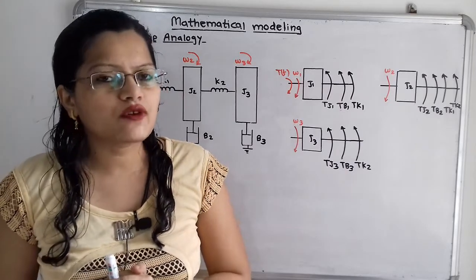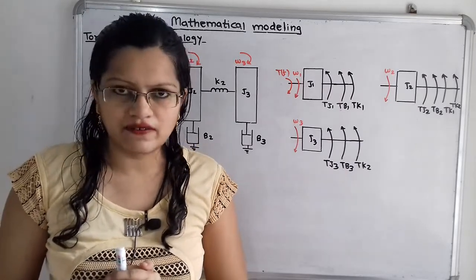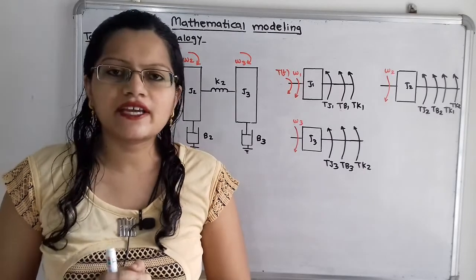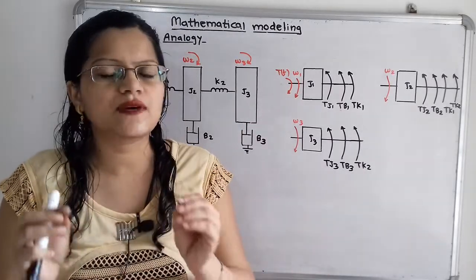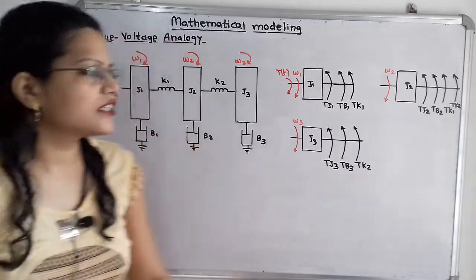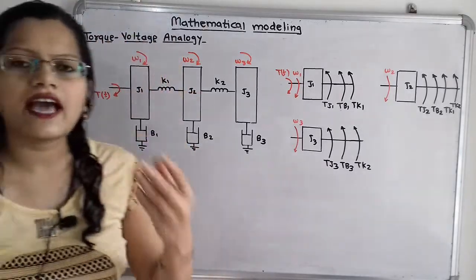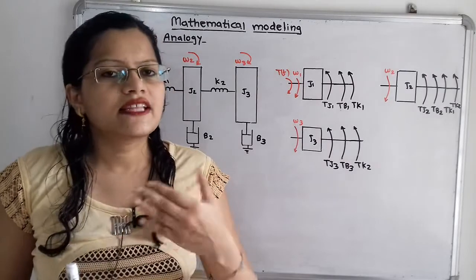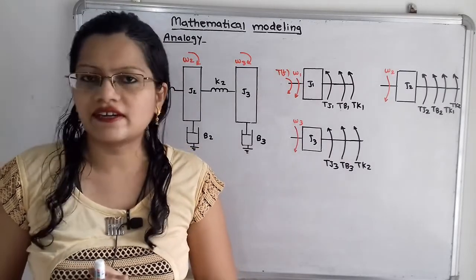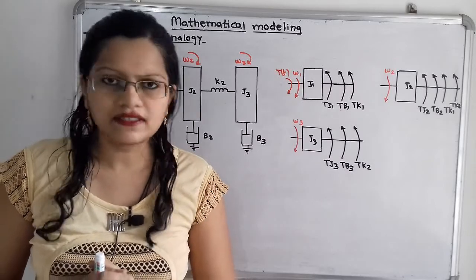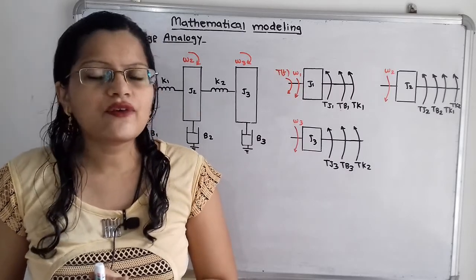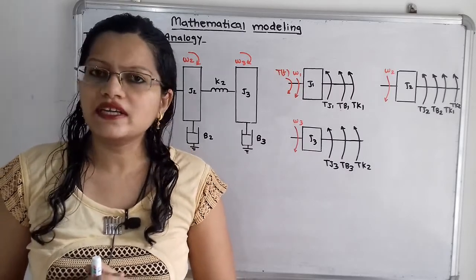So while we are going to write the differential equation, we have to write the equation in terms of T and omega. So this is a very important thing. Suppose here theta is there, that is the angular displacement, then we have to write the differential equation in terms of torque and angular displacement theta. Now we will first draw the free body diagram.